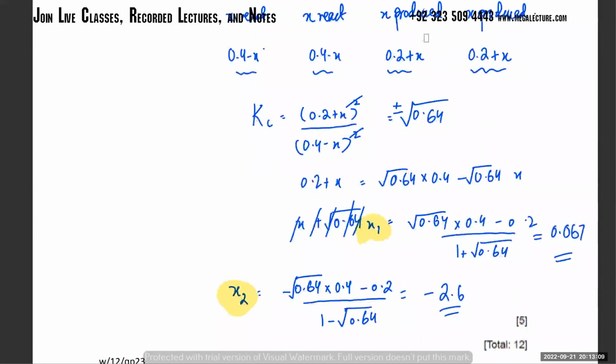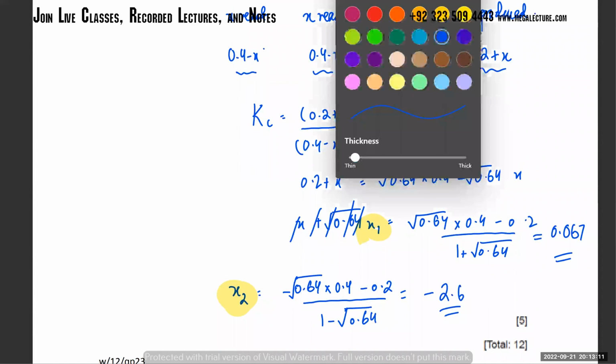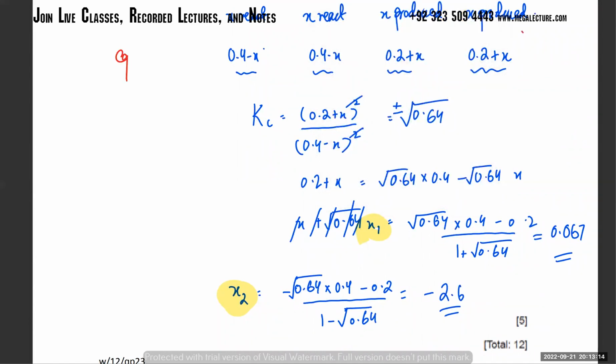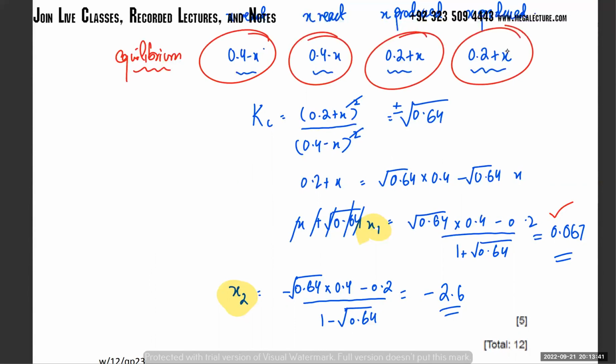So you're going to substitute. These are your equilibrium moles. So which value will not give negative moles? Moles cannot be negative. So you're not going to use minus 2.6, because if you use that, it's going to be negative moles. You're going to use 0.067 and you're going to substitute them. So all the moles will come, okay, you'll get your answer. Is that clear? Yes sir. Yes.